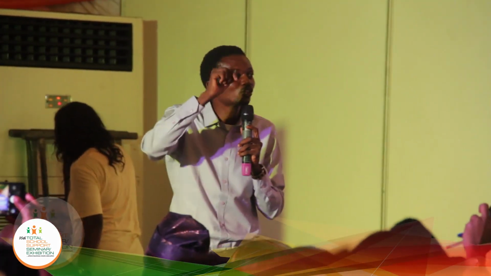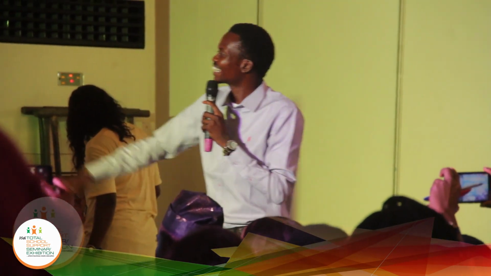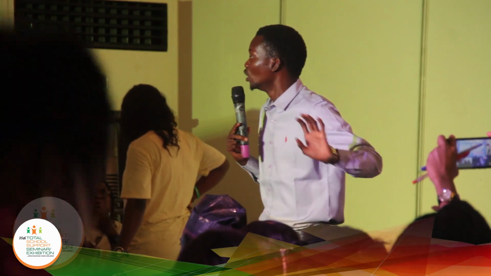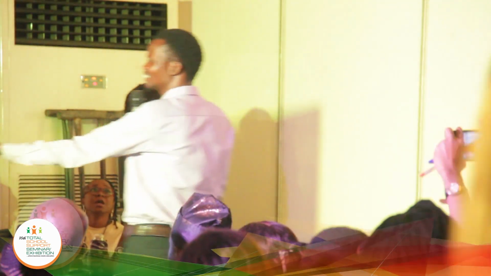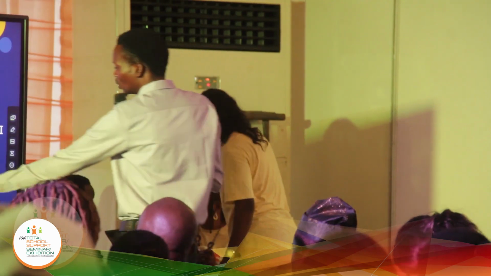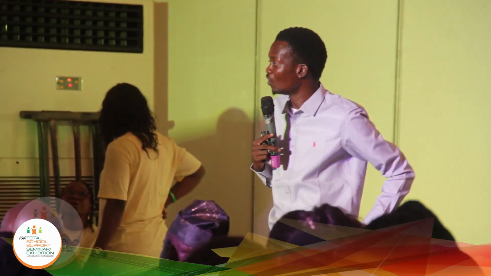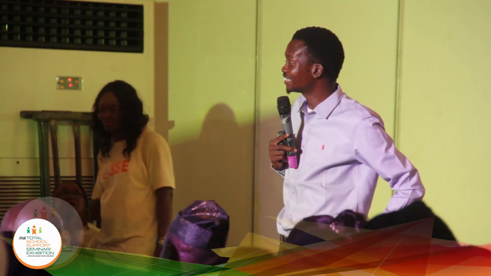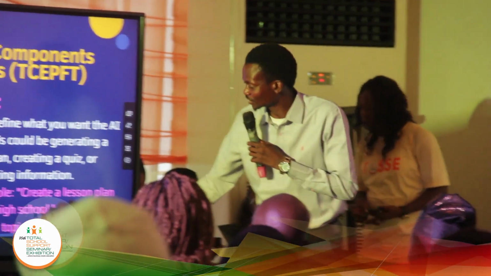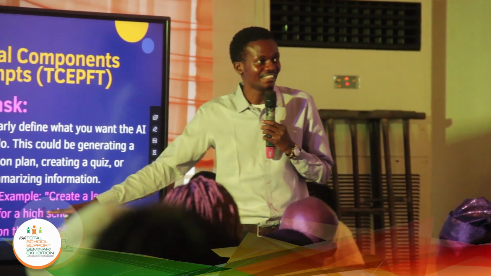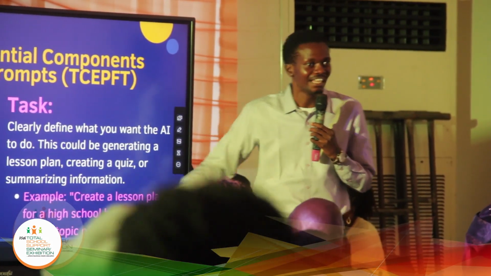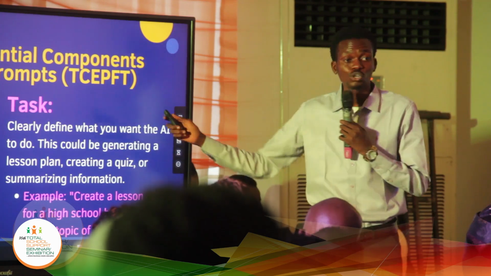The first one, give it a task. Your task must be clear. What's the name of the task? Clearly define what you want some of these AI tools to do for you. Maybe you need a lesson plan. You must be clear about it. Example, create a lesson plan for a high school biology class on the topic of genetics. This is a very clear task. But please note, if I press this and send this to ChatGPT, I'm not going to get the best, because I'm not done with the others.